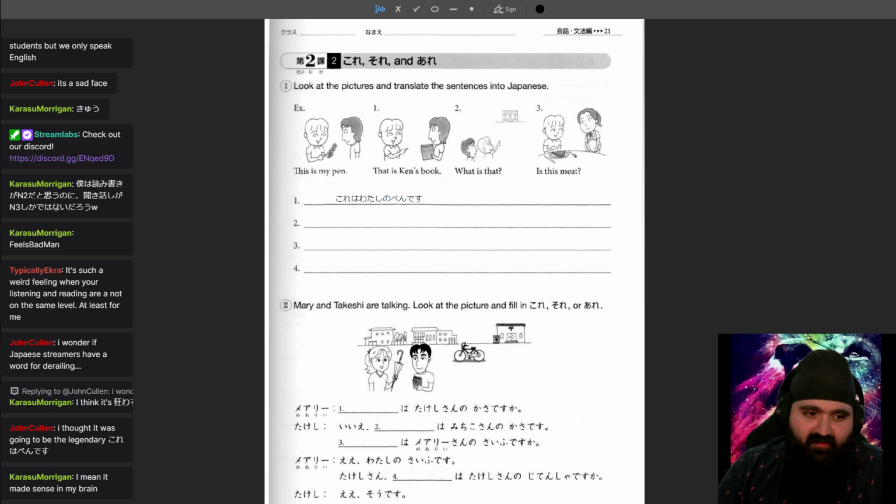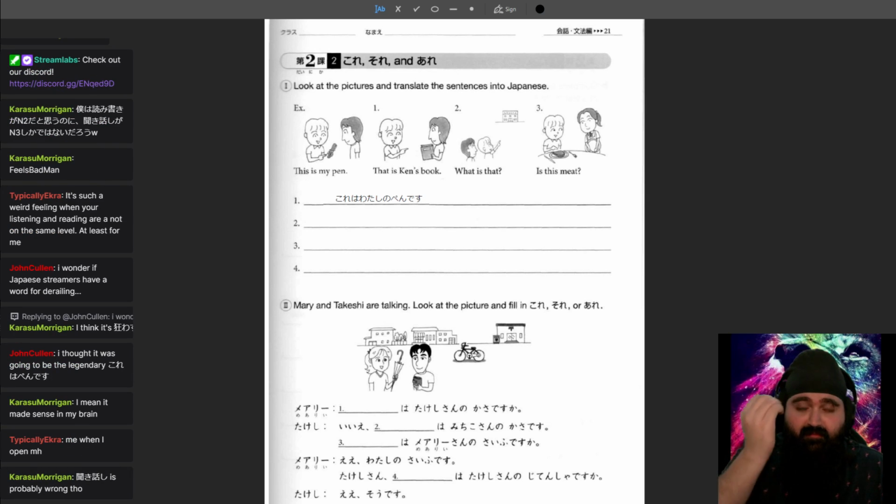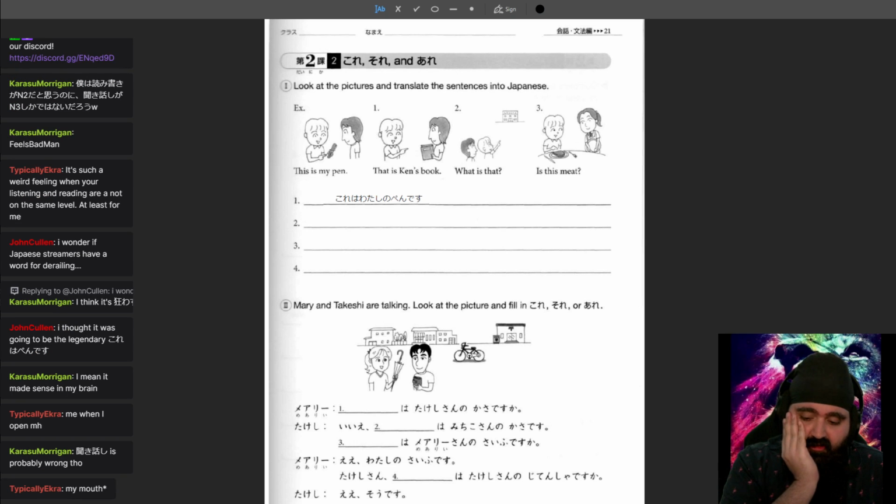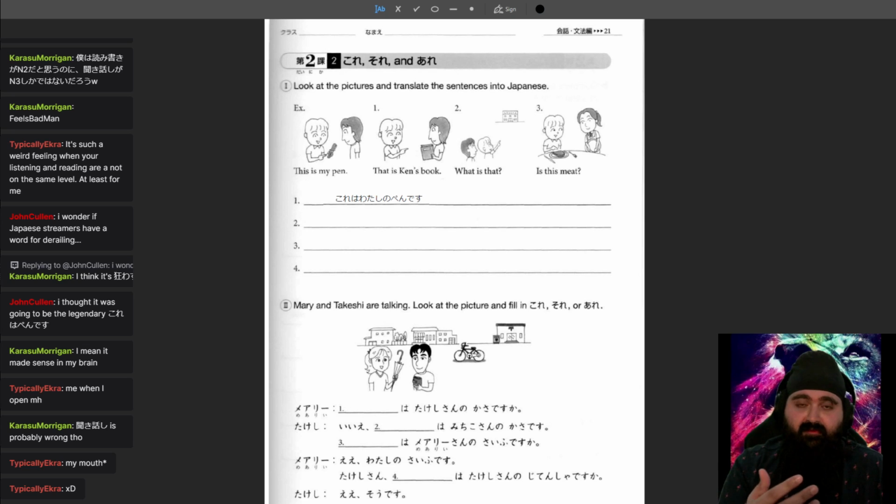It's such a weird feeling when your listening and reading are not on the same level. At least for me, yeah, no, for sure. It feels bad because I've said this before, but I've taken Japanese interviews for Japanese jobs. On the phone, I passed the first interview, and then the in-person interview, I passed that stage, but then they have me writing or reading a document. If it was read out loud to me, I could 100% use the information and do what they want me to do with it. But for me to read it or write from scratch is impossibly difficult.